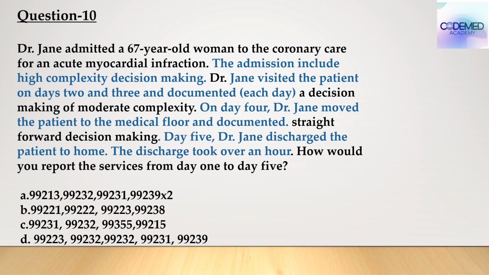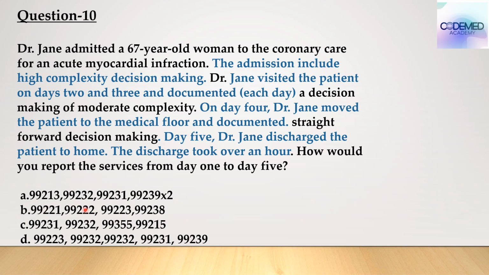Okay. Now this is very important. First of all, let us see all the options. Now there are multiple codes. So if one code is wrong, that option is wrong. 99213 is an established patient office visit. Here there is no mention of the word office visit, so I will not require that code. And secondly, 99239 multiplied by 2, I never write. Okay, so option A is wrong.